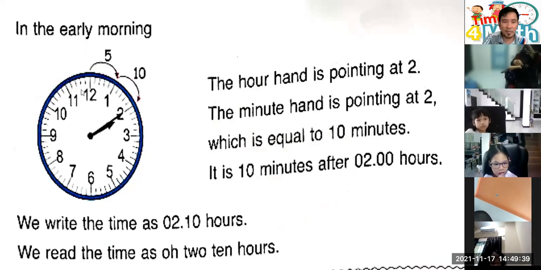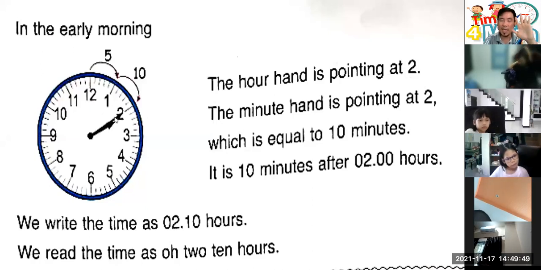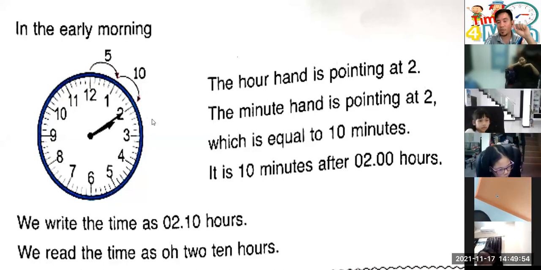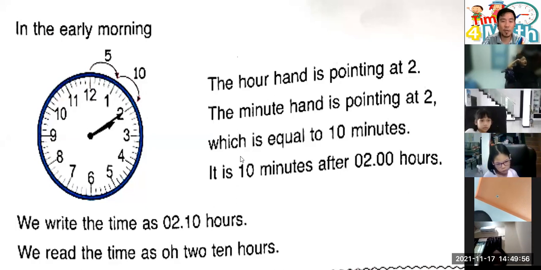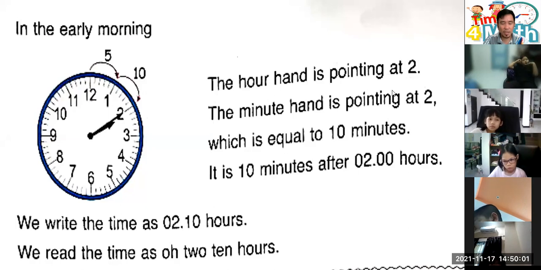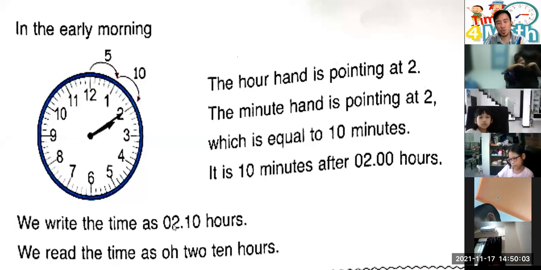A while ago, we read that from 12 to number 1 is 5 minutes. From 12 to number 2, that's 10 minutes. So the minute hand is pointing to 2, which is equal to 10 minutes. So it is 10 minutes after 2 hours. So we write the time as 2 and then number 10, and we read this as 2:10 hours.